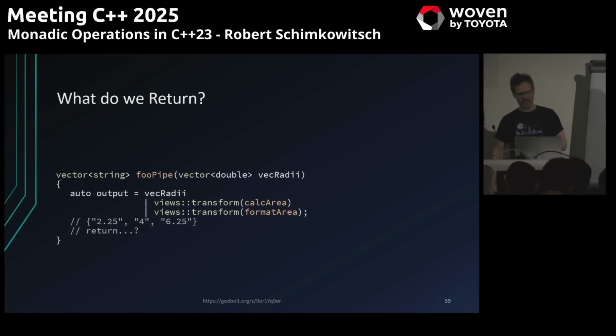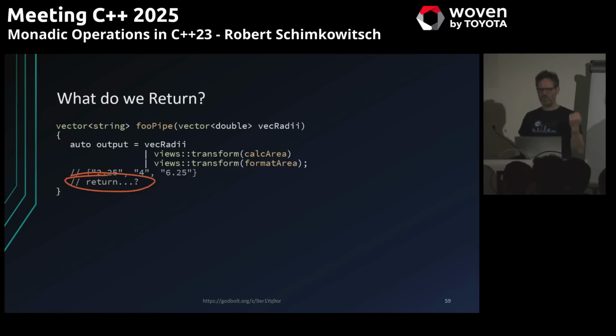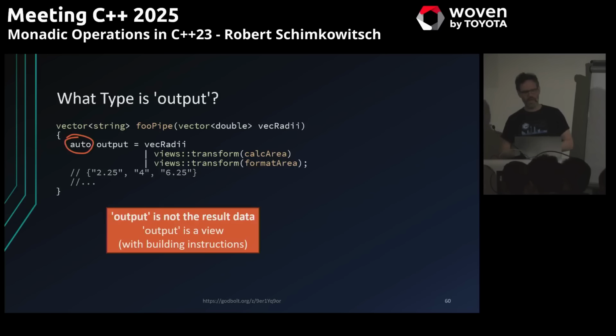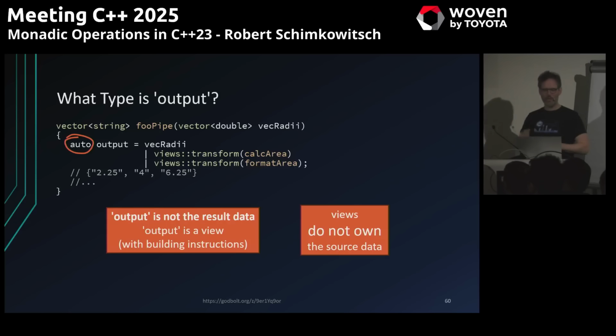But there's two questions here. What do we actually return from our function? And what type is the view? Let's answer the second question first. Because a view is not a container, it does not hold the data, typically. Think of it like a recipe. It's not cake, it tells you how to get cake. You still need some ingredients, which also means that views typically do not own the data. There are cases where they do, but don't assume that they own the data, so be careful about lifetimes.